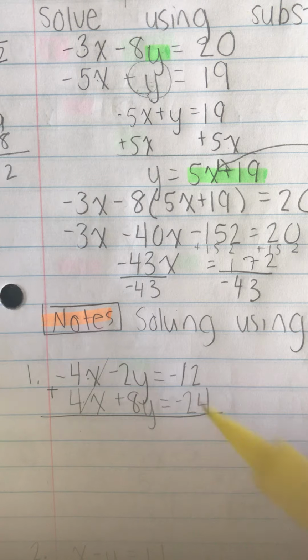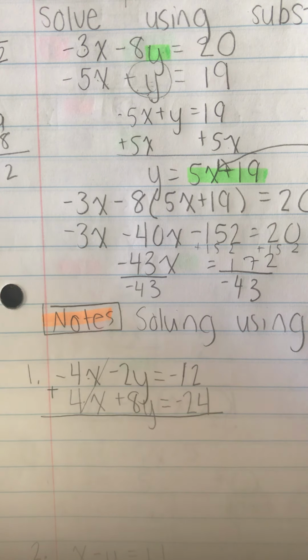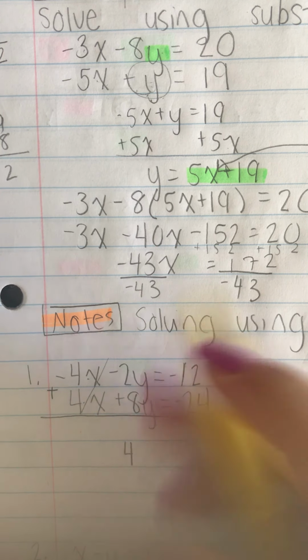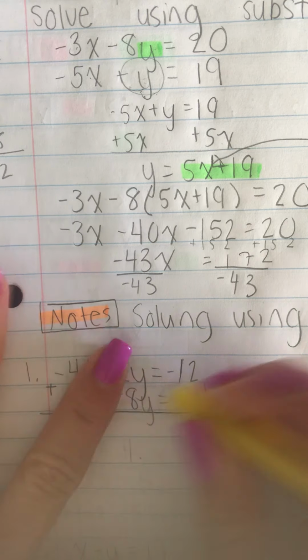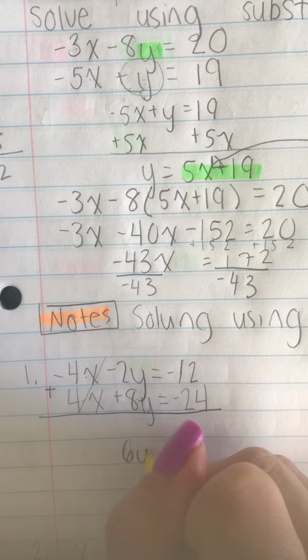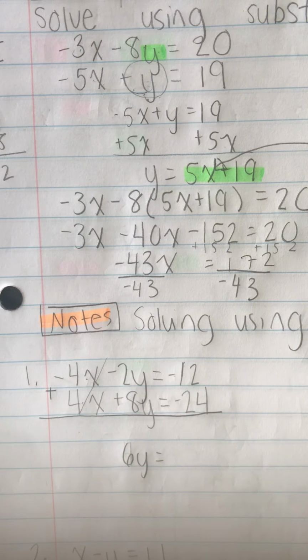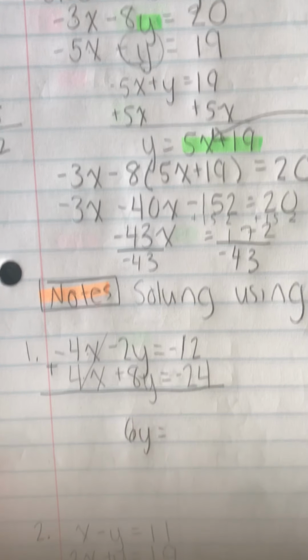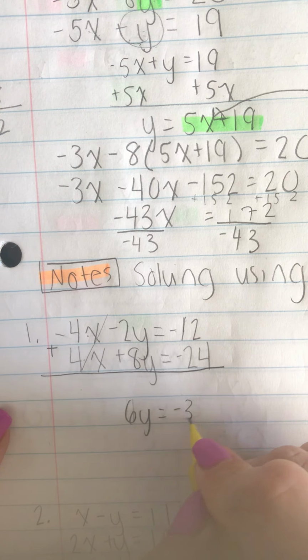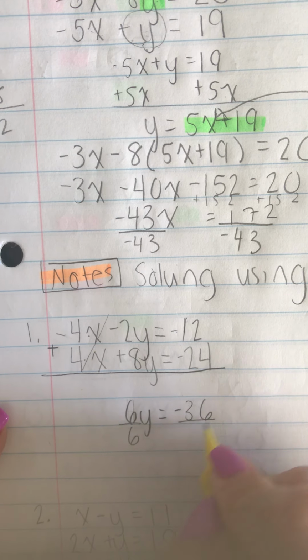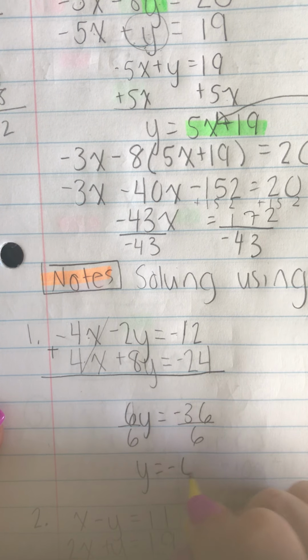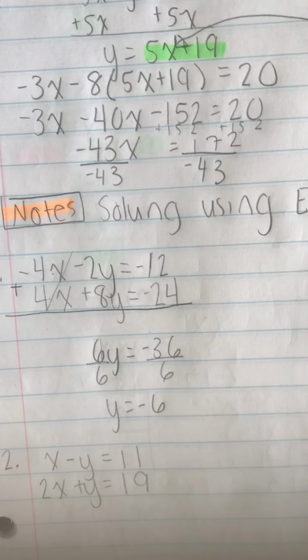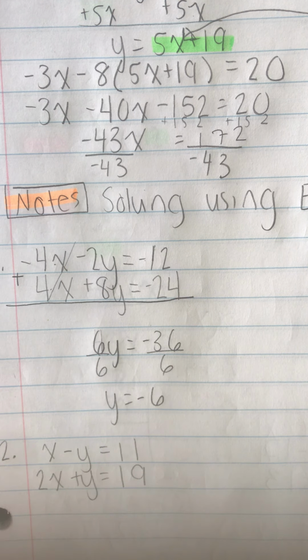They go away. What happens when you have -2 plus 8? That's positive 6y. Now what's -12 and -24? Same sign, so we're going to add them up. We get -36. We divide by 6, so y equals -6. Yes, this was a lot faster because it was already set up for us.